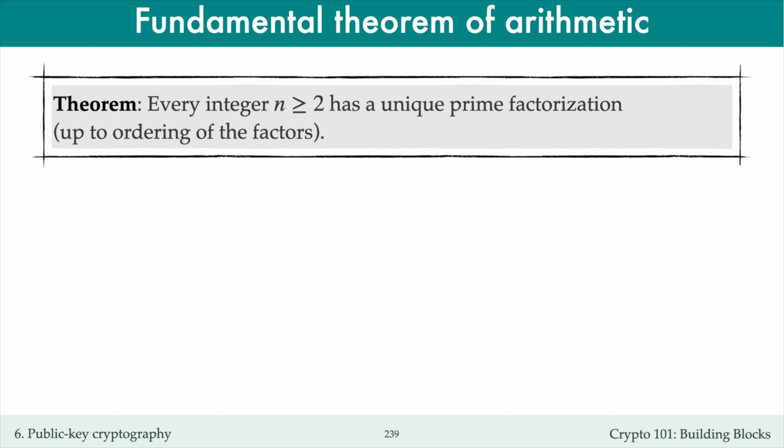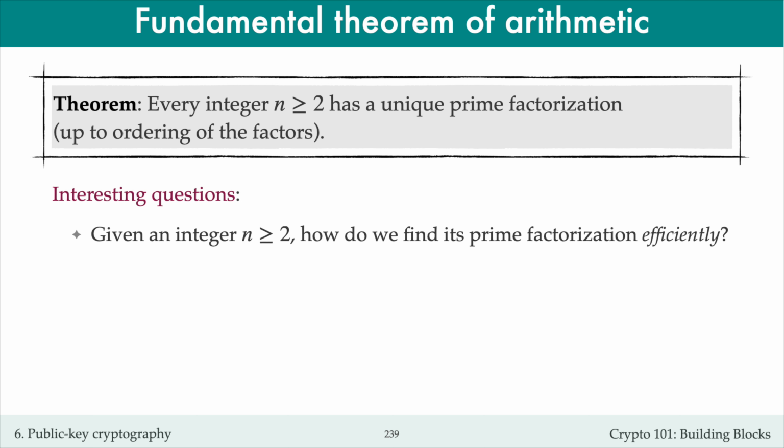Every integer n, at least 2, has a prime factorization, and this factorization is unique up to ordering of the prime factors. You've actually known this theorem forever. Since you knew how to factor, you knew that if you factored the number 15, you always got the same answer, namely 3 times 5 or 5 times 3.